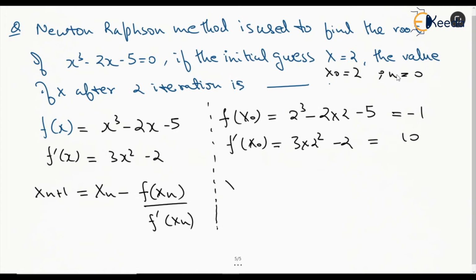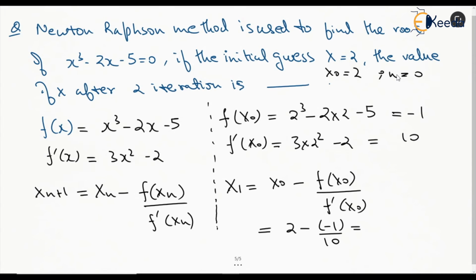Now x1 becomes x naught minus f of x naught by f dash of x naught. This will be x naught is 2 minus minus 1 divided by 10. So this is going to be 2 plus 0.1, which is 2.1. This is our first iteration value, and we need to find the second iteration value.